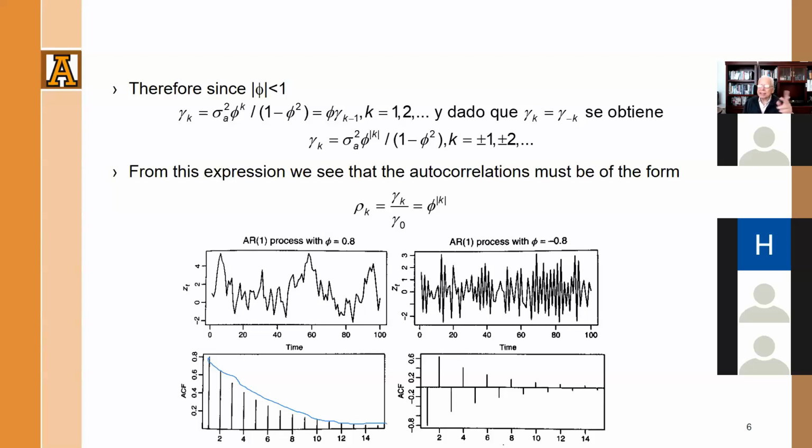If we change the sign of the coefficient, using the same magnitude 0.8 for the AR process, all that's going to happen is that the autocorrelations are going to alternate in sign.